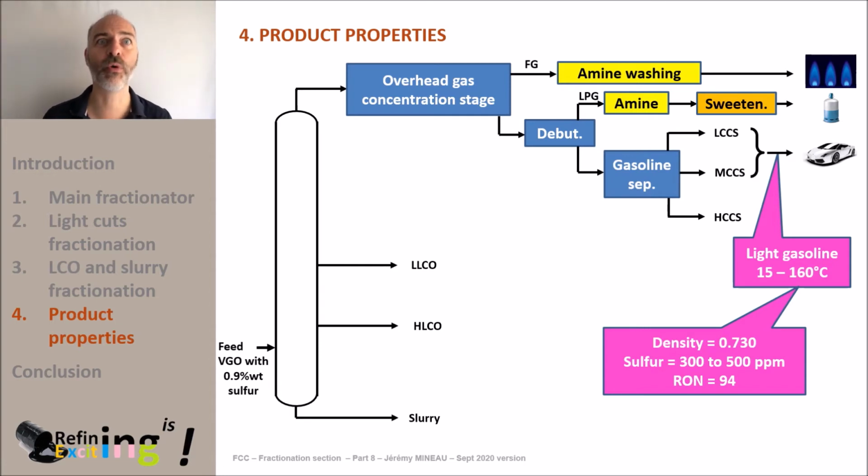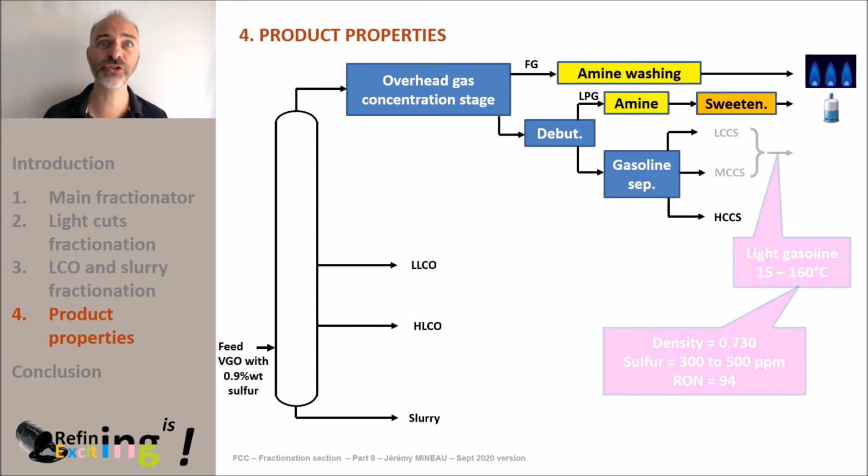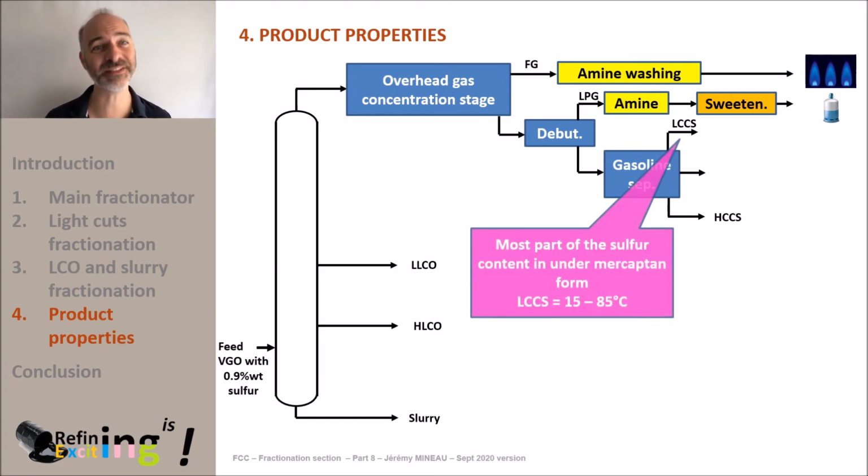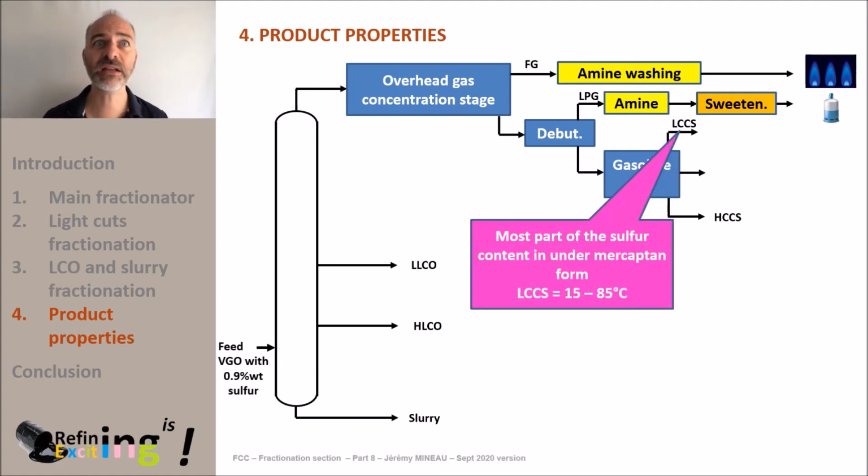But the direct incorporation of this blend into the gasoline pool is not possible because of its sulfur content. That is why this light gasoline cut needs to be further hydrotreated to bring the sulfur down to an acceptable level compatible with the gasoline sulfur specification. But because most of the sulfur is under mercaptan form in the LCCS, we often consider an extractive sweetening process to remove these mercaptans and then the sulfur. Indeed, in the LCCS, we want to maximize the mercaptans. These mercaptans can be removed in a sweetening process.